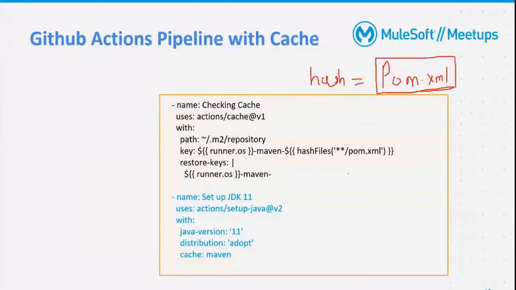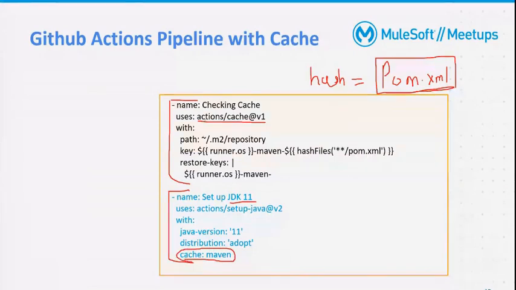Here I'm showing this. If you see here, this is the cache action. This is one way of adding a cache. This is the second way of adding a cache. While setting up your JDK, we can have one setting here. You can say cache maven, so your maven will be cached here itself.